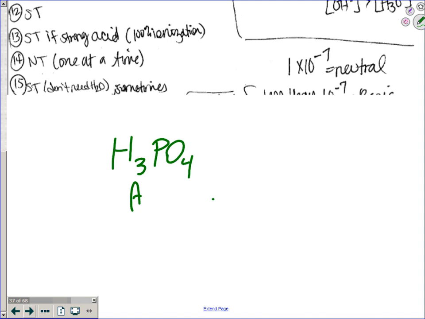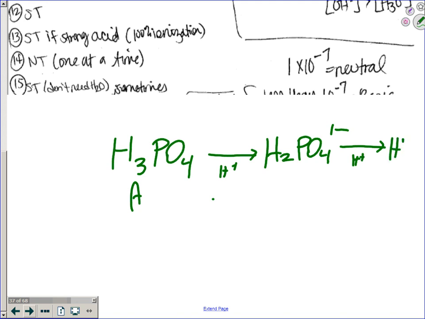So when you donate an H+ from a neutral overall no charge species, you're going to lose an H+, and you become not neutral, but negative. So drop off 1, what do you get? H2PO4, 1 minus. Okay, that is 1 conjugate base. Do it again, because look how many H pluses it has left. Drop off another H+, what do you get? HPO4, 2 minus, and then drop off another one.